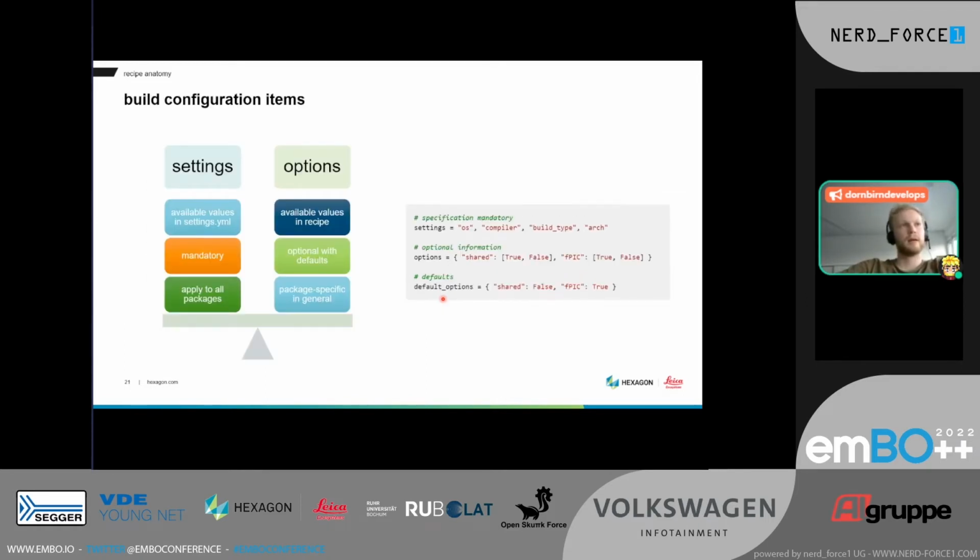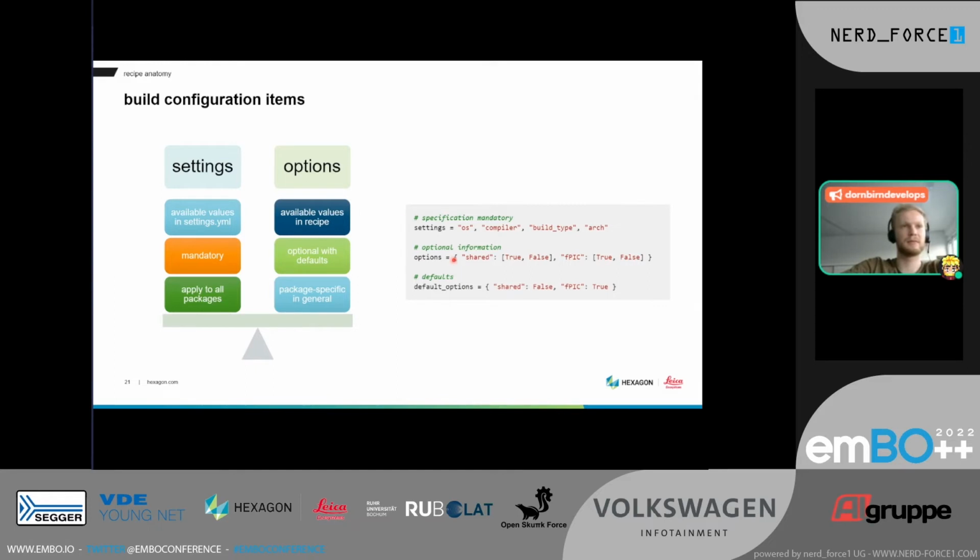Then, after versioning is out of the way, we have build configuration items. What do I mean by that? In general, we can split them in half: you have the group of settings and the group of options. Settings are always mandatory in Conan, and the values that you can put into settings are specified in a file called settings.yaml. Since they are mandatory, you specify them once and they apply to all the packages inside a configuration. The options, on the flip side, are specified inside the recipe itself.